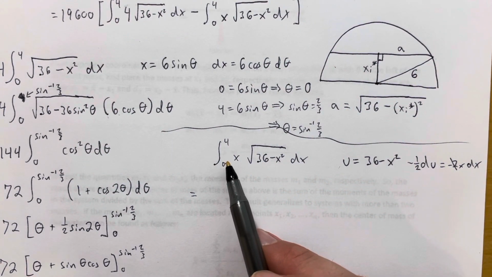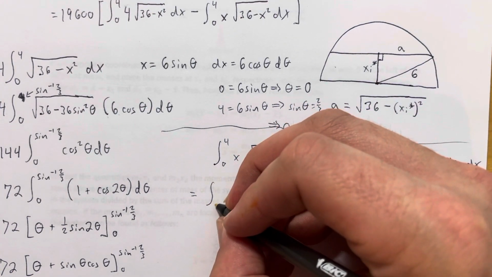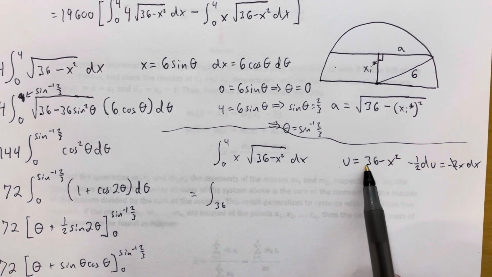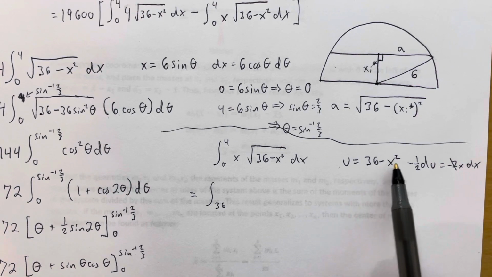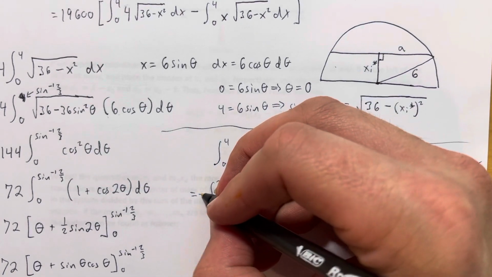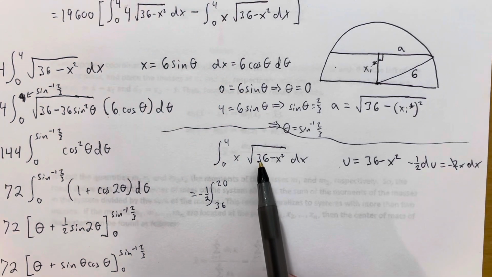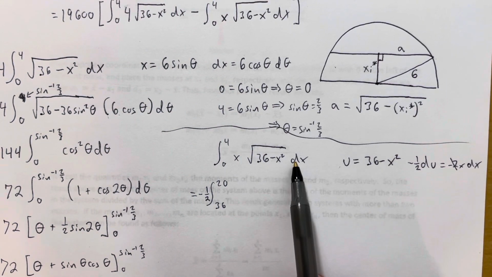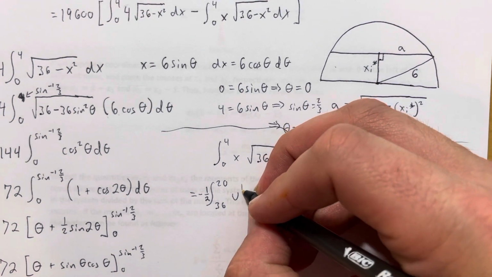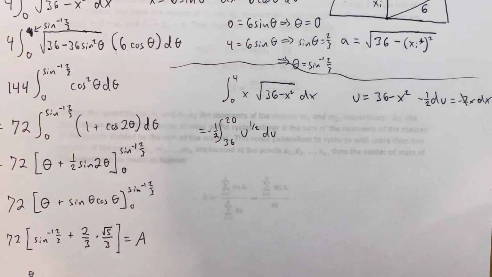First of all, when I do the u substitution, if I plug a 0 in here, 36 minus 0 is 36. So my lower limit of integration is 36. My upper limit of integration, if I plug a 4 in, 36 minus 4 squared is 36 minus 16, or 20. Okay, this negative 1/2 from my u substitution can come out right there. And then what's left? I have the square root of u, and then I have negative 1/2 du. So all of this becomes u to the 1/2 power du. That's an easy integral to do compared to what we've been looking at.